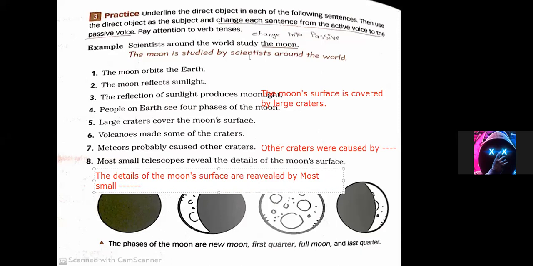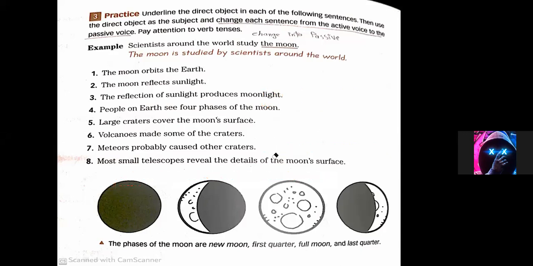You can copy the answer and check the answer key of this part. Okay? Copy it, please. Your homework will be practice 4.